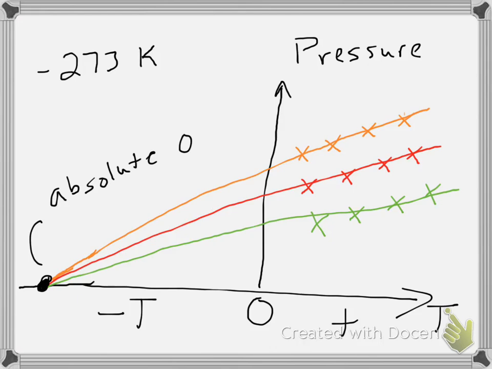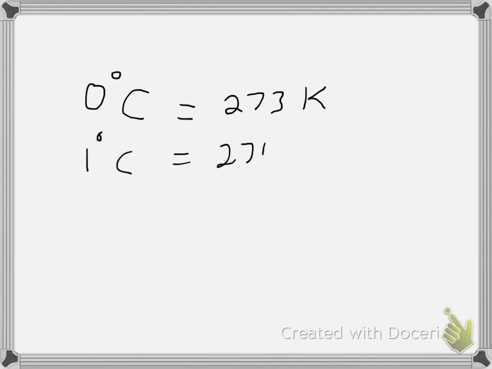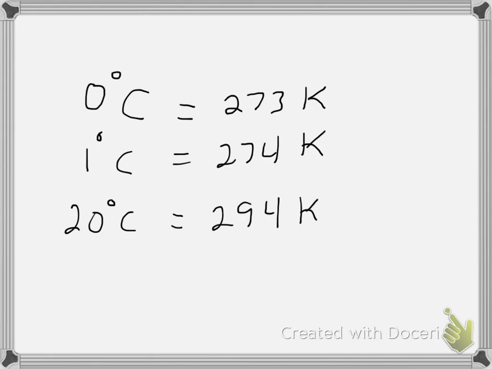So the Kelvin scale is anchored at negative 273 Kelvin. Now, 0 Celsius is 273 Kelvin. And the temperature increments on the two scales are the same. So 1 degree Celsius would be 274 Kelvin, and 20 degrees Celsius would be 294 Kelvin, so on and so forth. And so the temperature increments are the exact same.